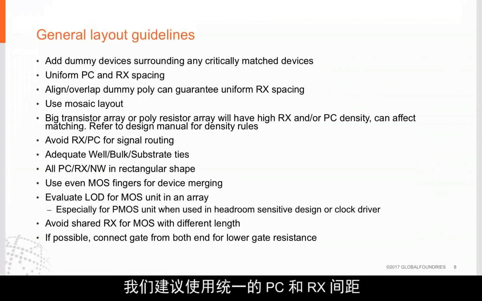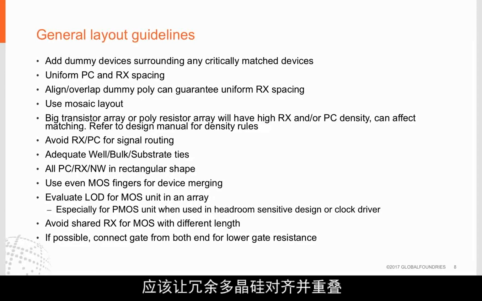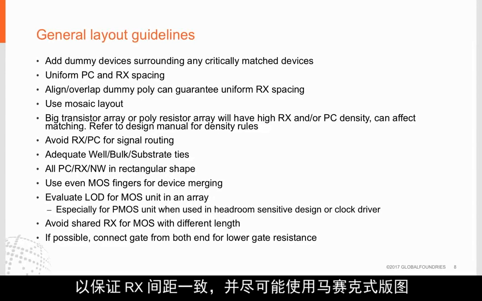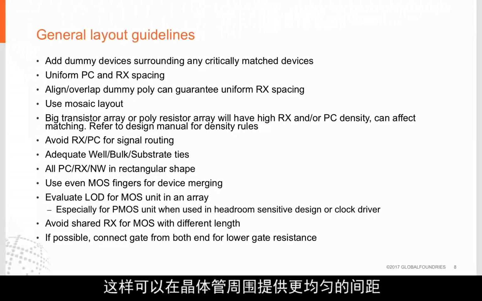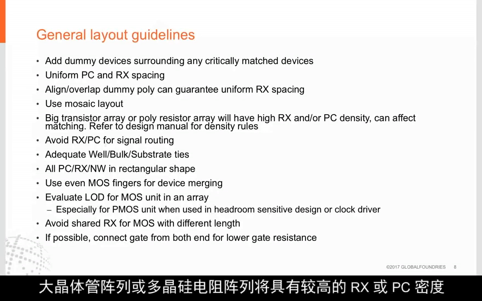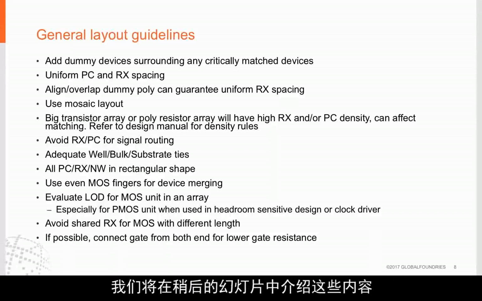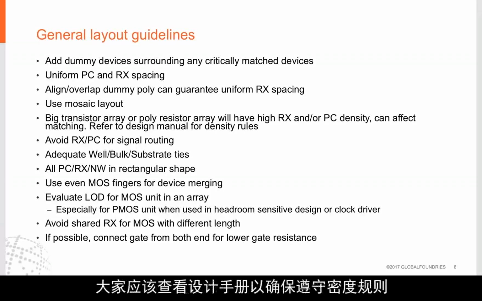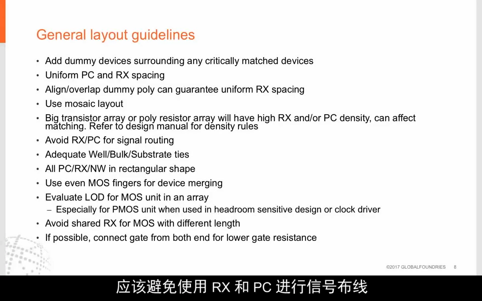As far as general layout guidelines go, we suggest adding dummy devices around critical matching devices. We recommend using uniform PC and RX spacing. You should align and overlap the dummy poly to guarantee uniform RX spacing, and use mosaic layouts when you can. This gives more uniform spacing around the transistors. Big transistor arrays or polyresistor arrays will have high RX or PC densities, and that can affect the matching. We'll cover that in a later slide, and you should look at the design manual to make sure you're adhering to the density rules. You should avoid using RX and PC for signal routing.